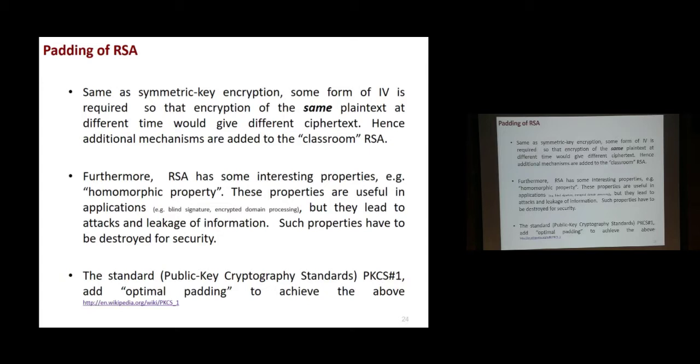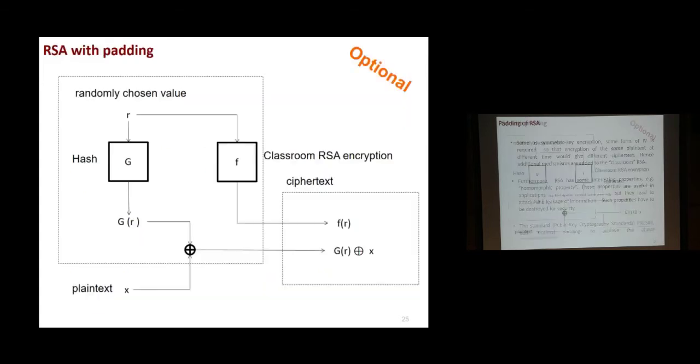Same as symmetric key, some padding is required, some IV is required, and RSA has some properties that we need to destroy to prevent attacks. So how do we destroy it? This is how it is done. Basically you take a random number, and from this random number hash, we generate a very long sequence, and then we XOR it with the plain text. At this rate, I will not be able to finish, so I go faster.